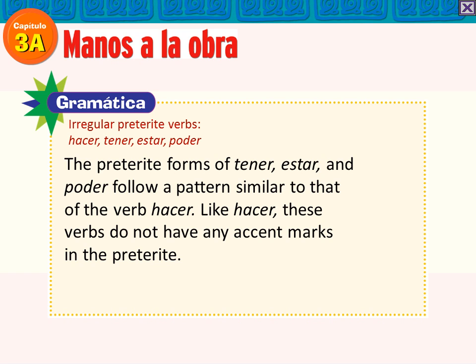Okay, kids, so we're going to get into some more preterite verbs. These preterite verbs are the heart of what we do in Spanish too. Pay attention, okay? So we have some more irregular verbs. We have hacer, we have tener, estar, poder, and they follow a pattern that is similar to the verb hacer. And that's a new verb for you kids, okay?